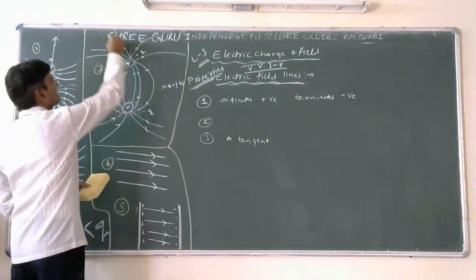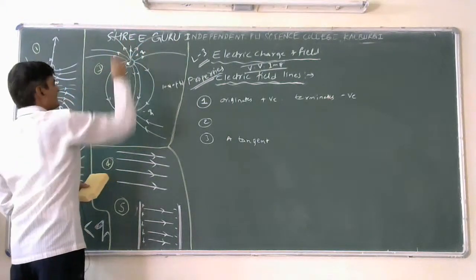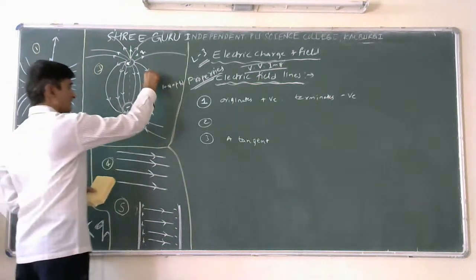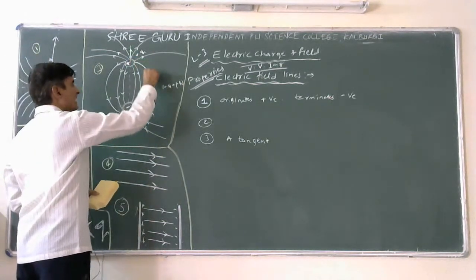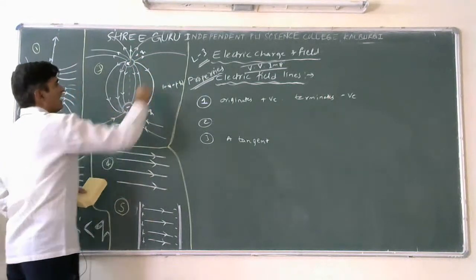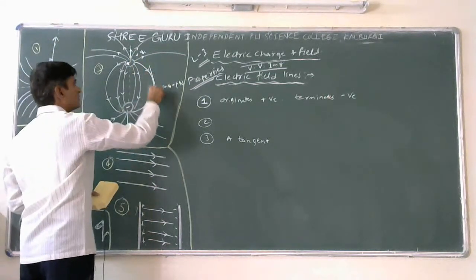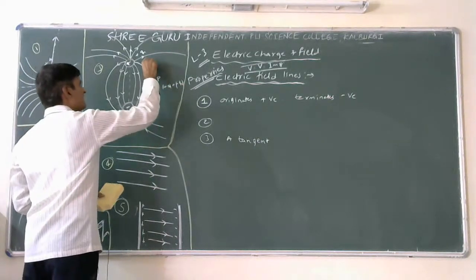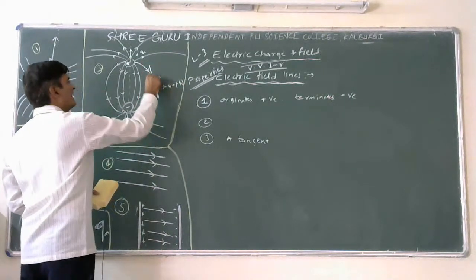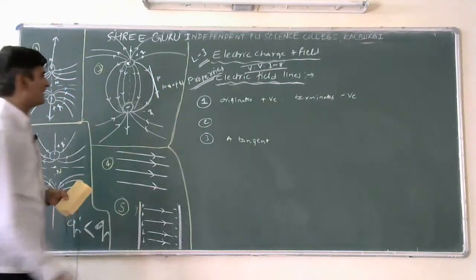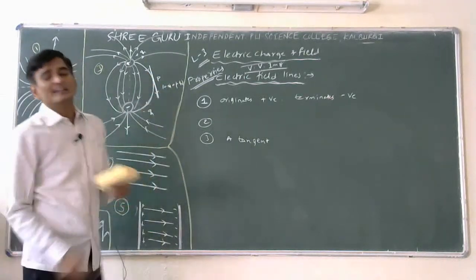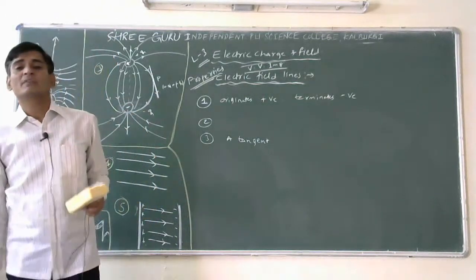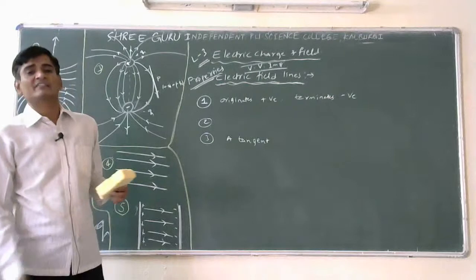All these lines represent electric field intensity. Now this is the electric field line, and let us draw a tangent to this electric field line at a point. Let us say this is a point P. If a tangent is drawn to the electric field line at a point, then the tangent will give you the direction of the electric field intensity at that point.